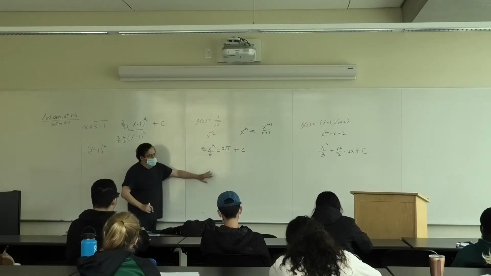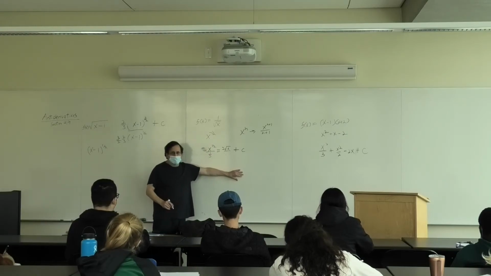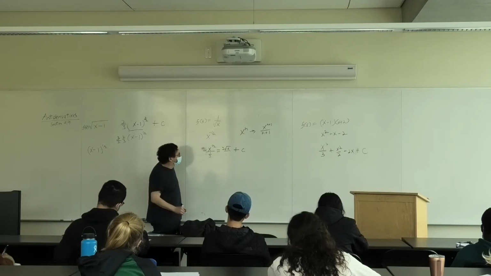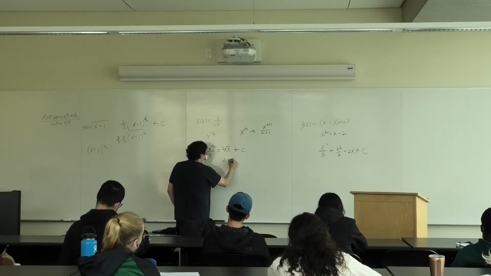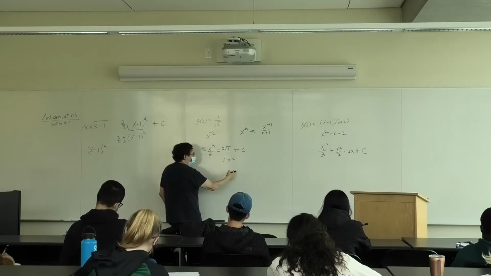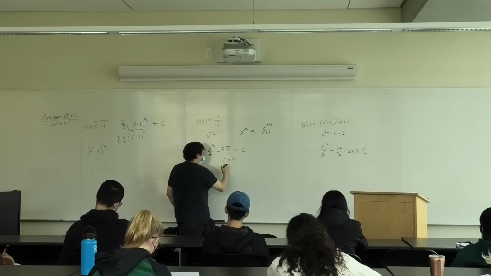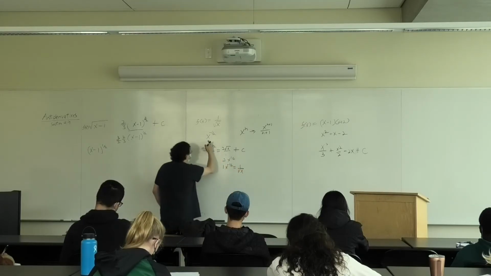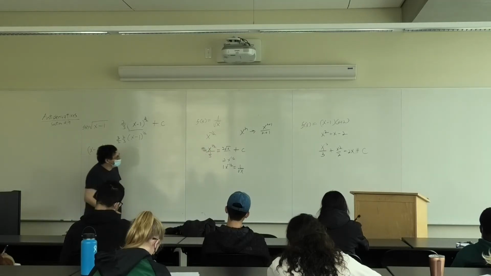The nice thing about these is that we have a skill we've honed that allows us to check. This is 2x to the 1/2. Well, the C is going to go away when I find the derivative. So 1/2 times 2 is 1, x to the negative 1/2, which is, of course, 1 over square root of x. This is where I started.